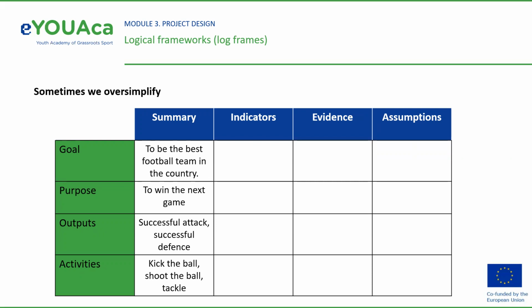Now, if we kick and shoot the ball and tackle, will this then result in successful attack and defense? And if our attack and defense are successful, will we then achieve the purpose of winning the game? What changes might we need to make to fulfill our objectives? Each objective is correct if taken standalone, but when linked, they do not pass the if-then test.